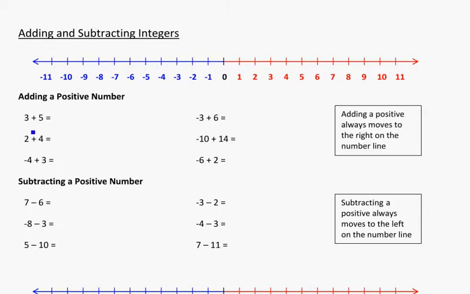So the first example that we could look at would be adding numbers like 3 plus 5. Well, most of us know that that's going to be 8. Two positive numbers, we don't have to think about it too much. But what happens if we have negative 3 plus 6?